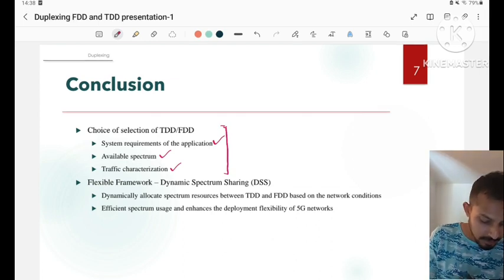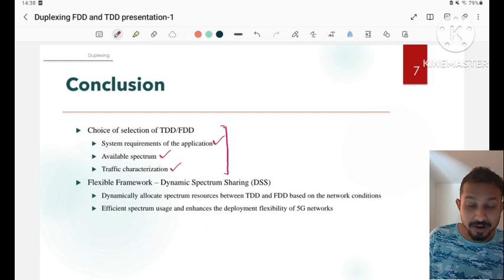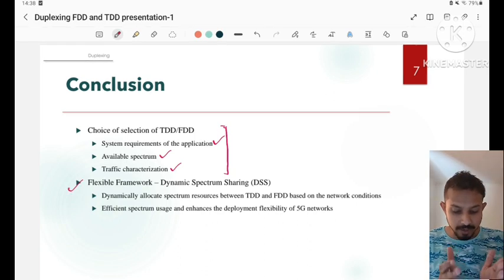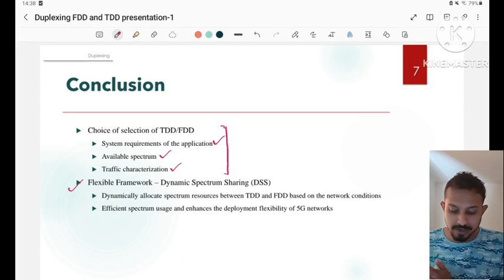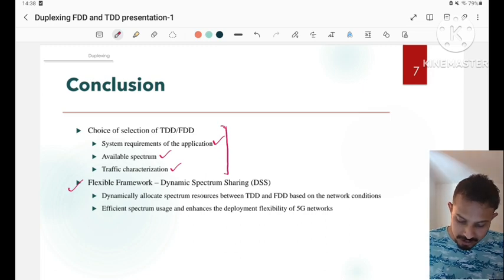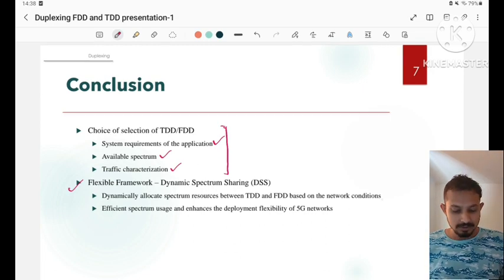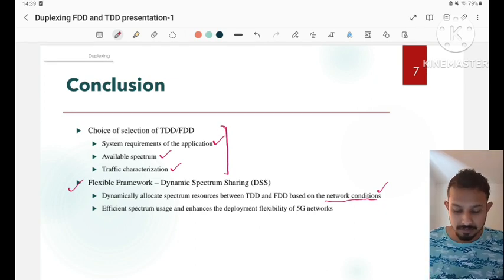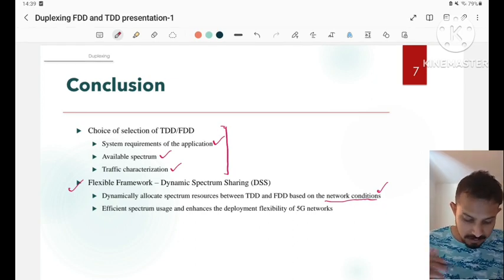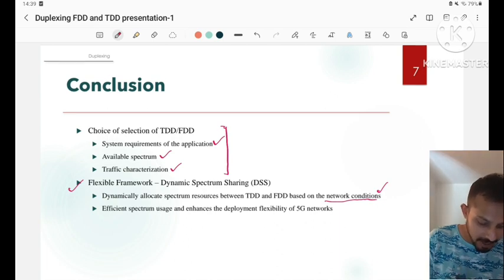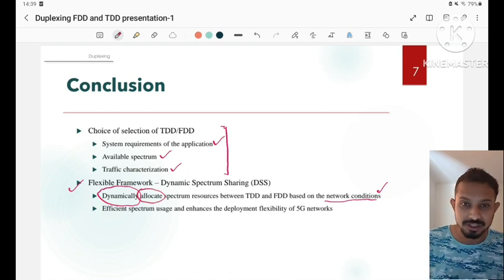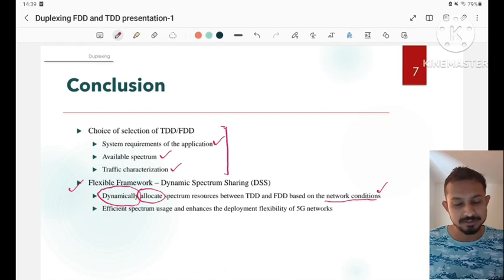Nowadays, in recent years, we have a flexible framework called dynamic spectrum sharing. It dynamically allocates spectrum resources between time division duplexing and frequency division duplexing based on network conditions. It also allows efficient spectrum usage and enhances the deployment flexibility of 5G networks. When it dynamically allocates, obviously the spectrum efficiency is increased. That's all. Thank you.